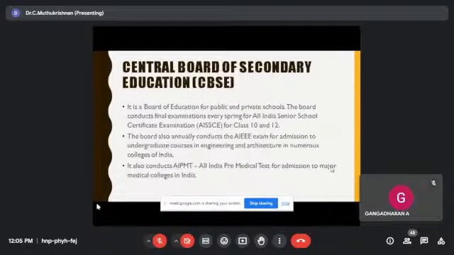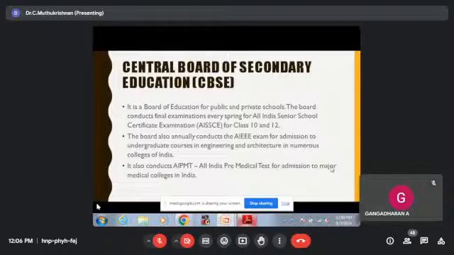And after that, what is meant by CBSE, Central Board of Secondary Education? Once, before the National Testing Agency, the NET examination was conducted by the Central Board of Secondary Education. Now this work has been handed over to the National Testing Agency.